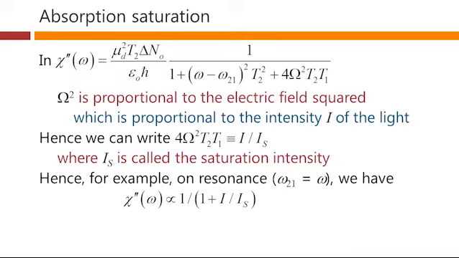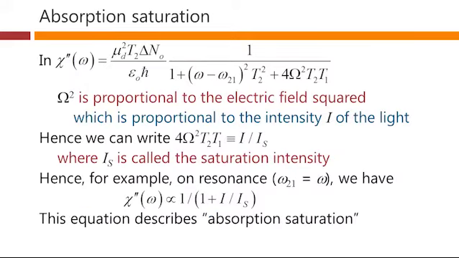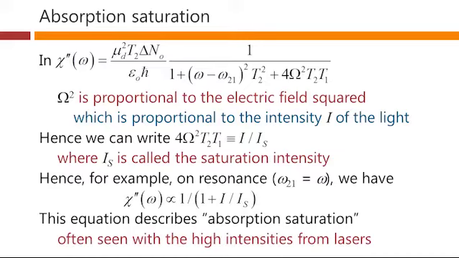Hence, for example, if we were exactly on resonance, where omega, the applied frequency, was equal to the transition frequency, we would have that the imaginary part of the susceptibility, essentially the absorption strength, would follow this kind of formula. So we'd have a proportionality constant out front, but we'd be left with this as all of this factor here. And that equation describes what's called absorption saturation, often seen at the high intensities from lasers.